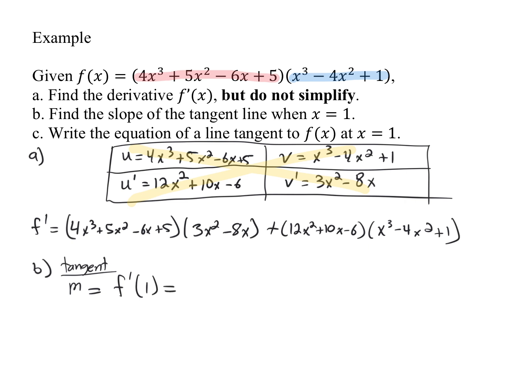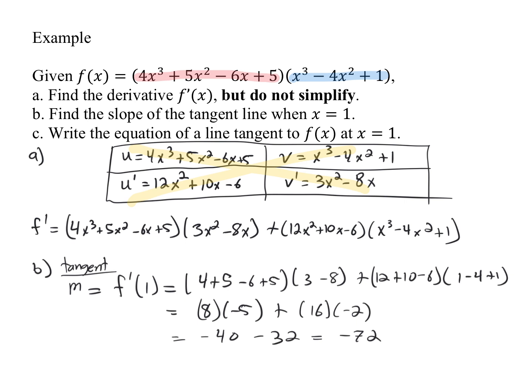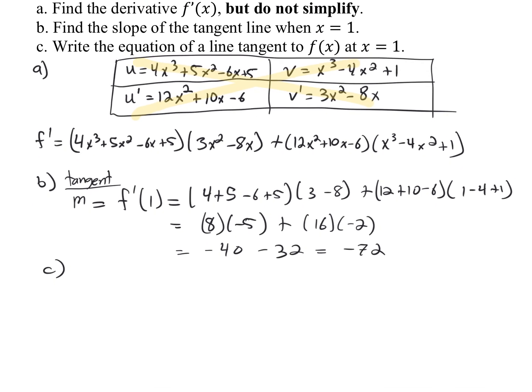Now again, we're just putting 1 in here, so I'll pause the video, write it out, and let's see what we get. All right, once you plug that into your calculator or do it by hand, we should find that our slope is -72, so that answers part B. Then in part C, let's write the equation of a line that's tangent to the graph at the point. For my tangent line, I would like to use this same point slope format.